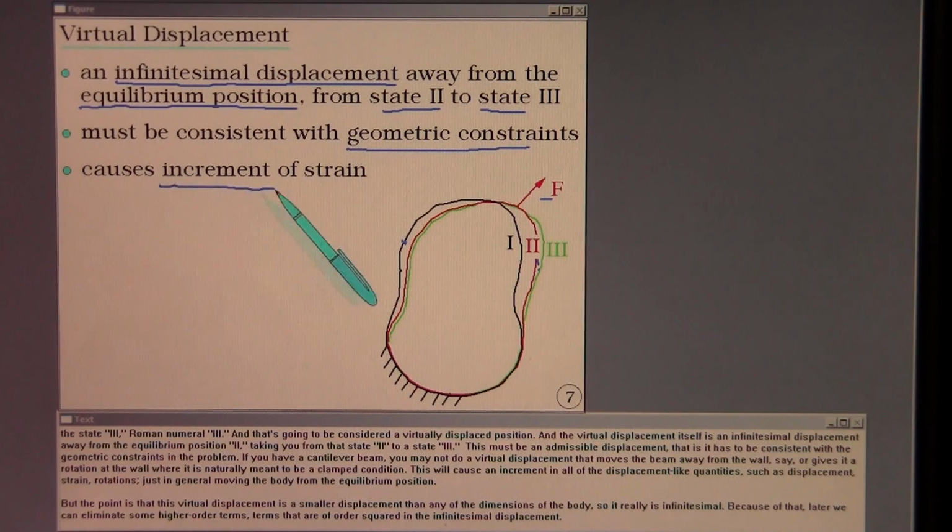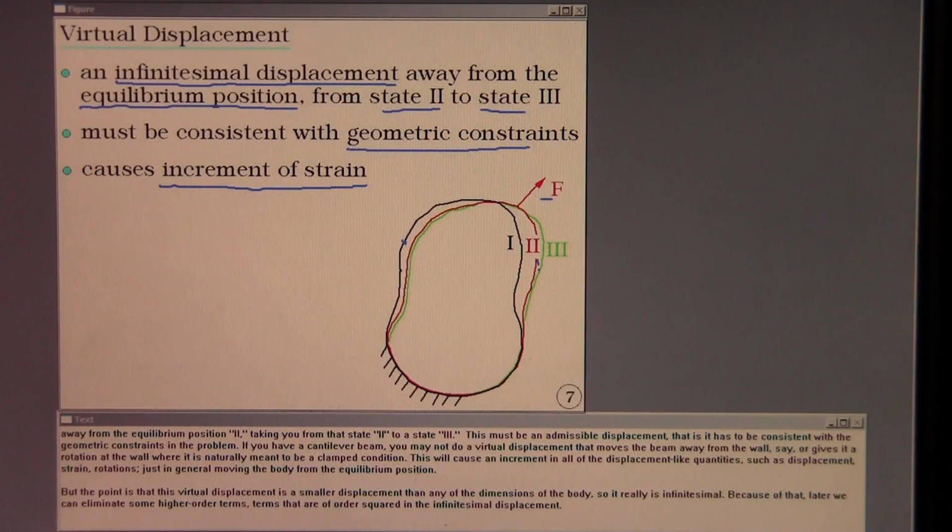This will cause an increment in all of the displacement-like quantities, such as displacement, strain, and rotations, just in general moving the body from the equilibrium position. But the point is that this virtual displacement is a smaller displacement than any of the dimensions of the body, so it really is infinitesimal. Because of that, later we can eliminate some higher order terms that are of order squared in the infinitesimal displacement.